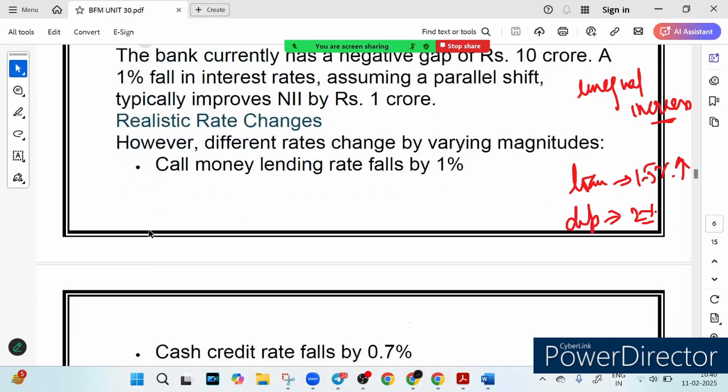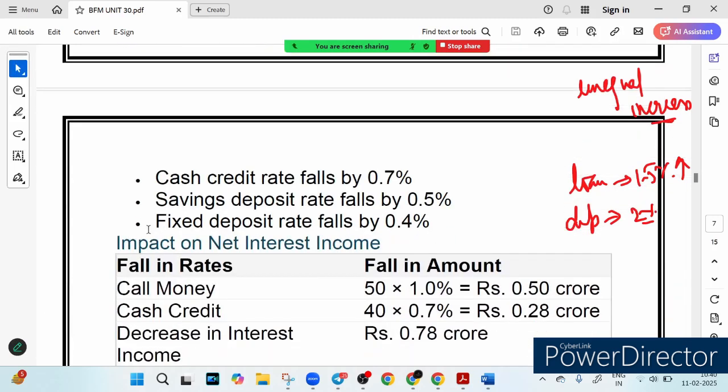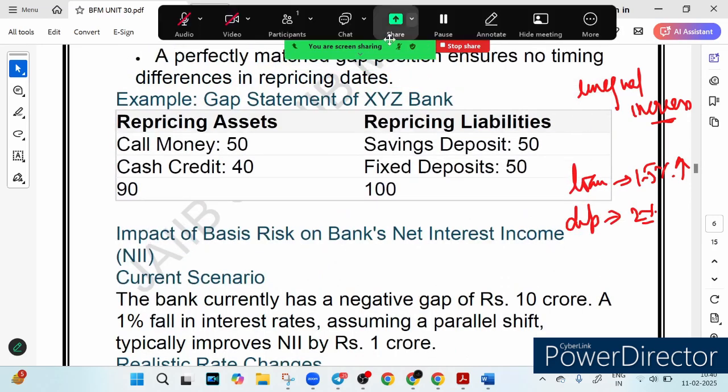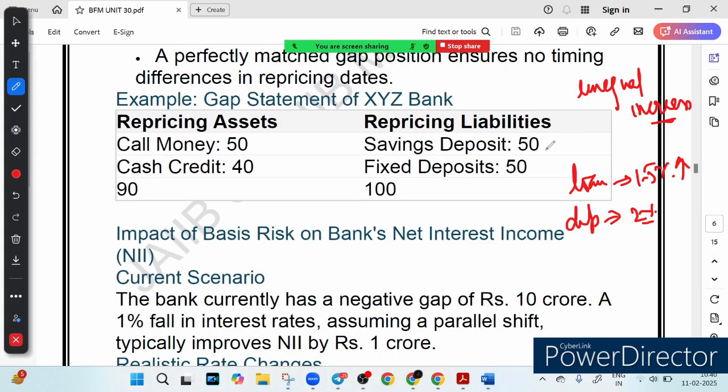Here you can see, I will quantify it also. So let's take the first case. Suppose there is an unequal increase, that loan increases by 1.5%, deposit increases by 2.5%. So what will happen? The profit will shrink. Simply I will say that profit shrinks, right? Now let's take a second example. Suppose we have unequal decrease. So one case is of unequal increase, second case of unequal decrease.